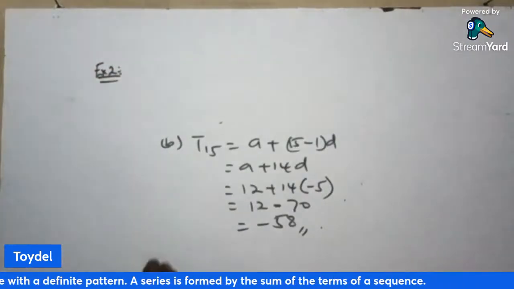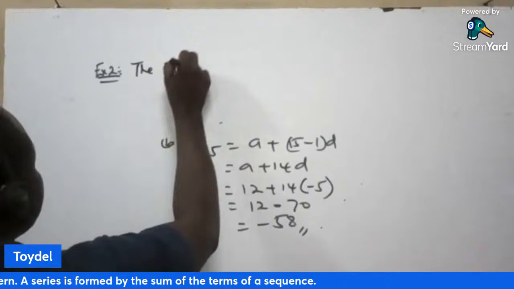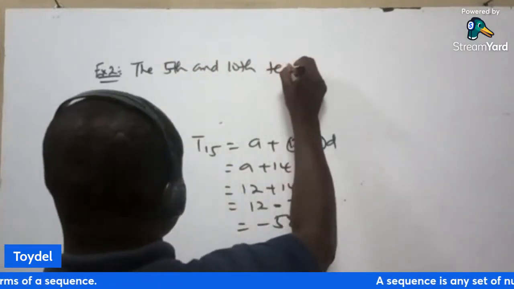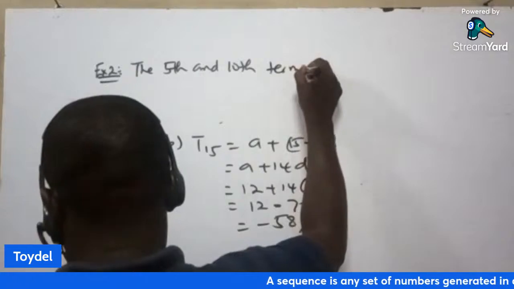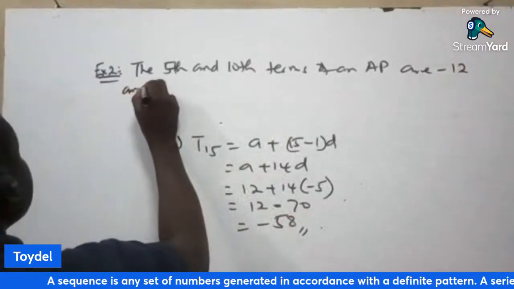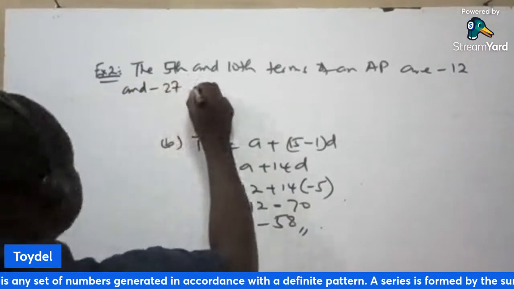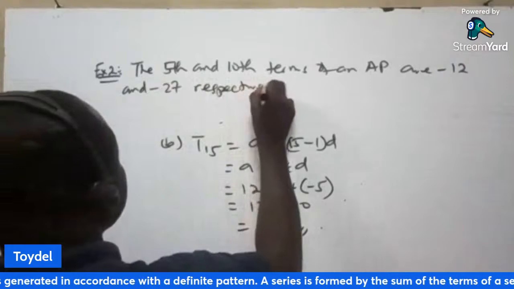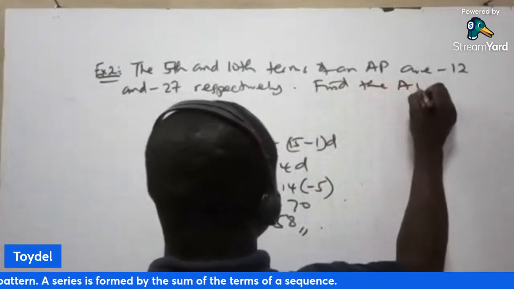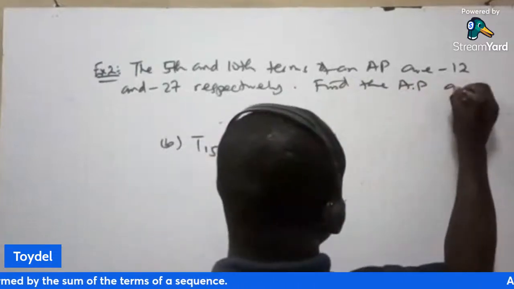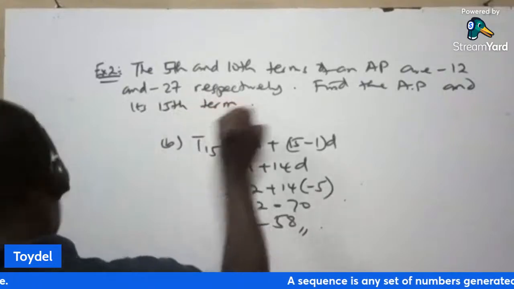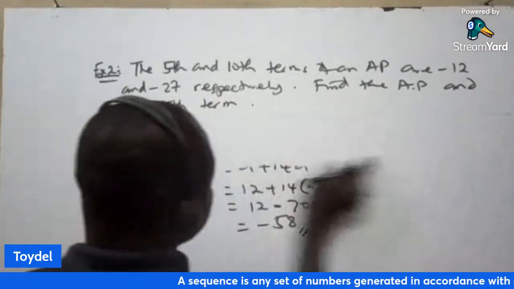In this case now, we are given that the 5th and 10th terms of an arithmetic progression are minus 12 and minus 27 respectively. So the question now says find the AP, the arithmetic progression, and its 15th term. So in this case now, this is what we are given.